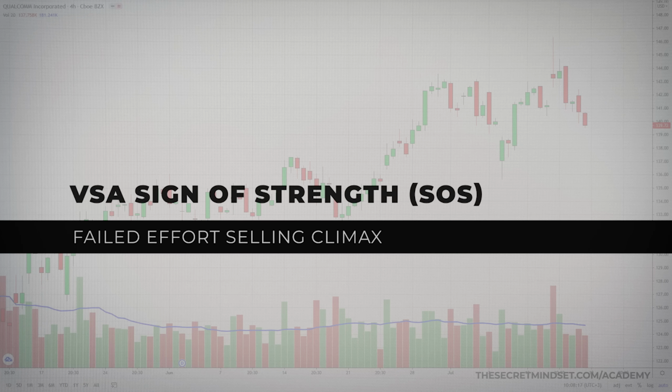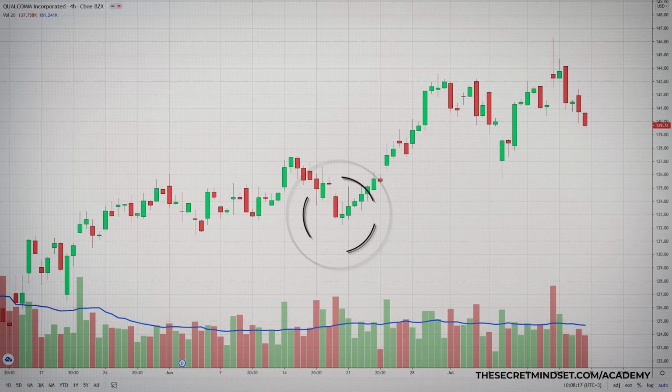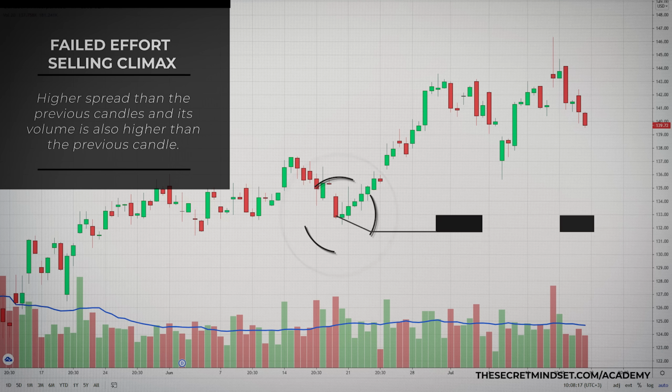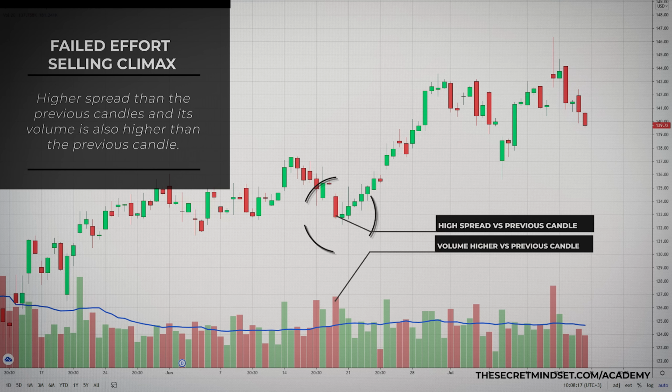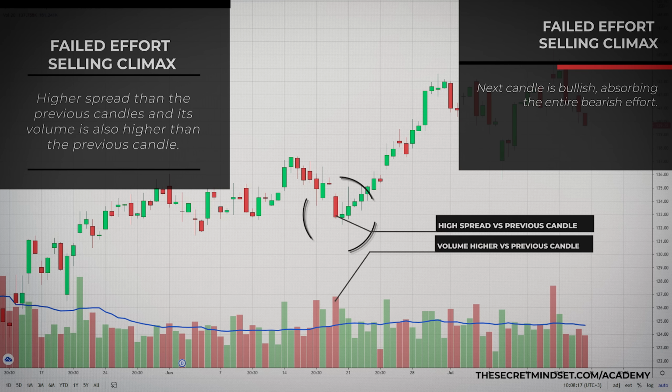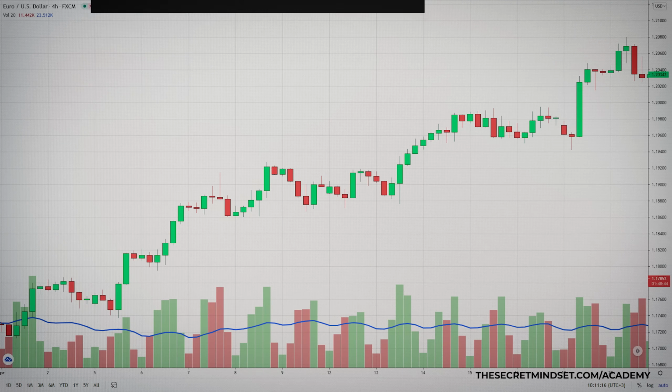Number 9. Failed effort selling climax. Failed effort selling climax is the variation of the selling climax having no downward rejection wick. It has higher spread than the previous candles, and its volume is also higher than the previous candle. There's a disagreement between volume and price as compared to the previous candles. However, the next candle is bullish, absorbing the entire bearish effort.